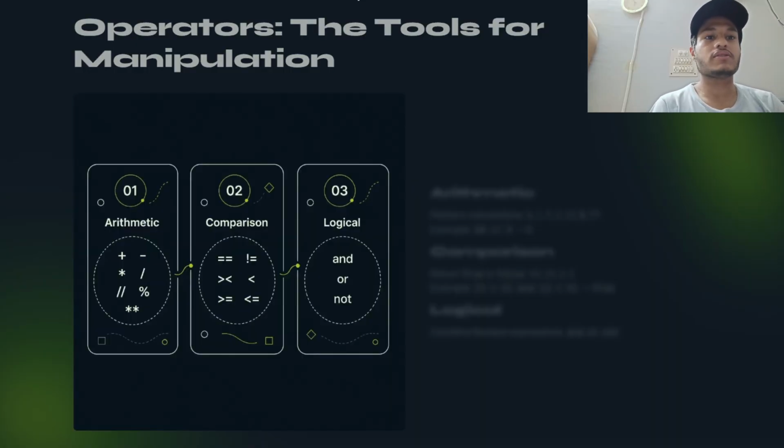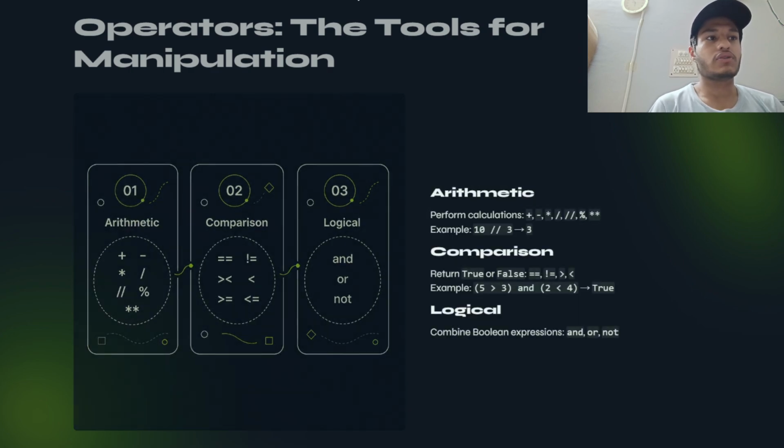In operators, the first is arithmetic operators like plus, minus, and asterisk, which is for multiplication, then division, then floor division, then the percent symbol, which is the modulus operator, and the double asterisk, which is used for power. The comparison operators are used when comparing two values: equal to, not equal to, less than or equal to, greater than or equal to. The next one is logical operators like and, or, not.